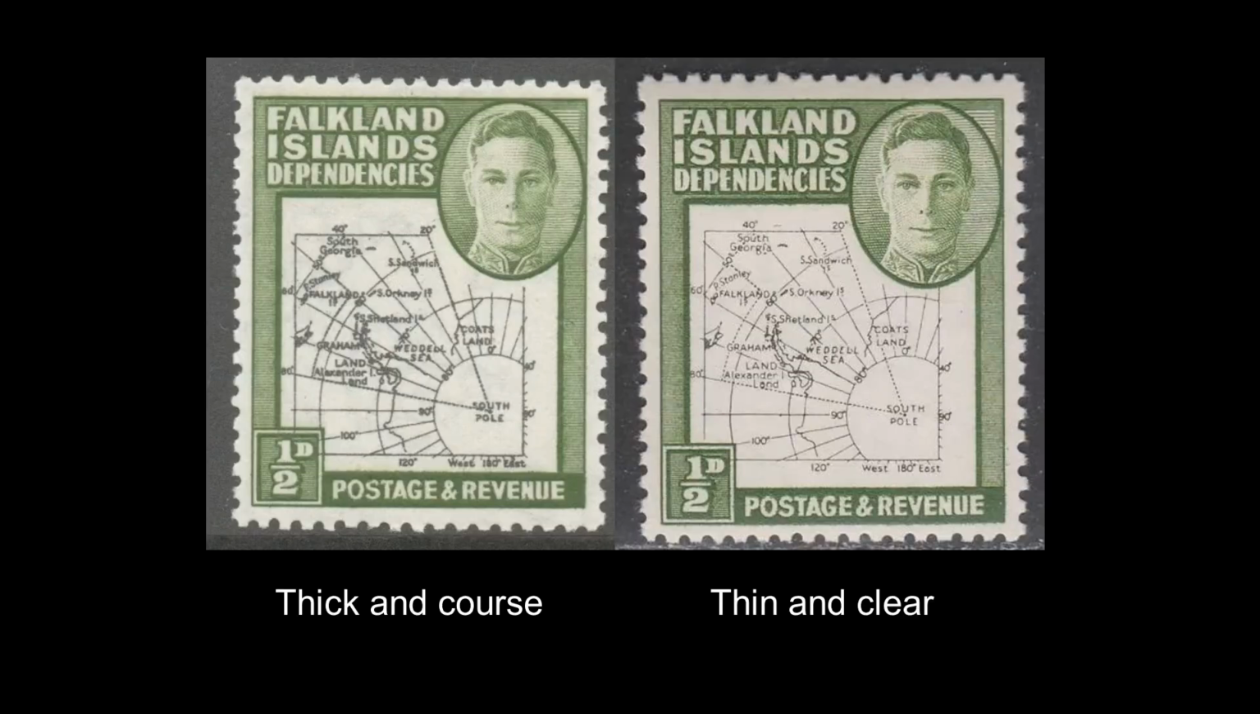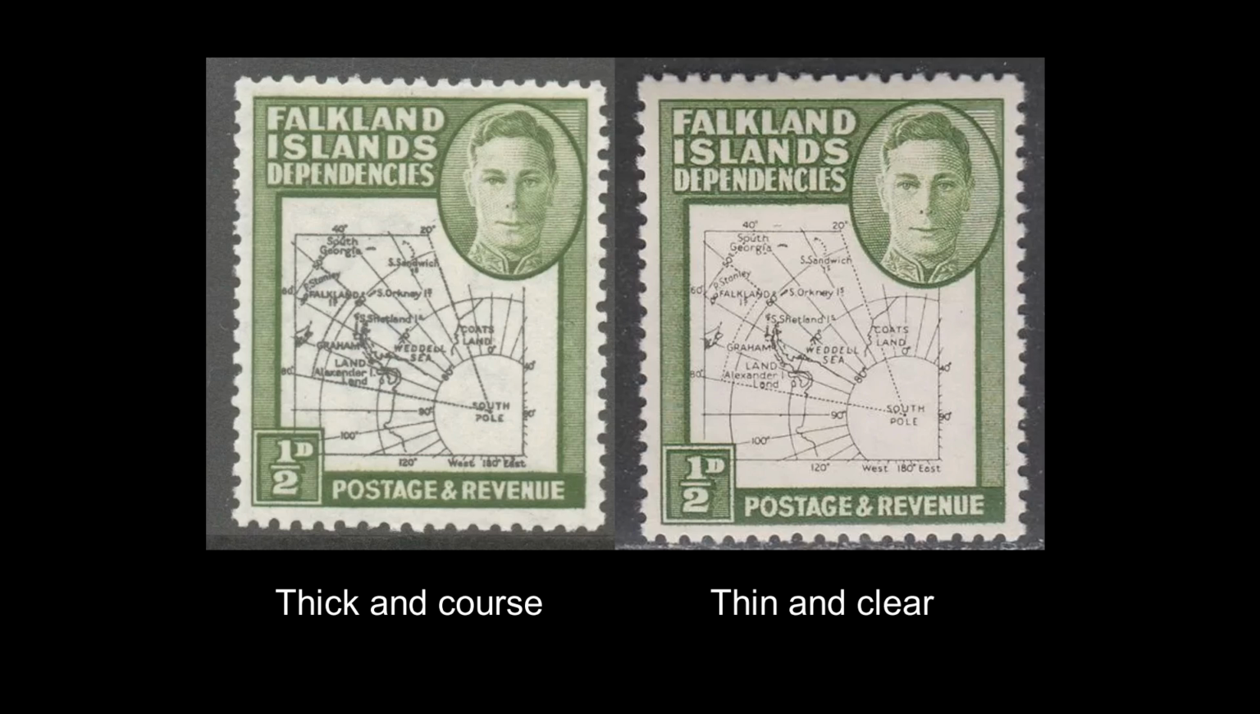Now unless you've got both sets, or at least an example from both sets, it's very difficult for you to know which is which. They are quite easy to tell apart once you have the 2, but without both it is a difficult thing to do, and there is a big difference in the value of the sets. The thick and coarse set catalogued at only £13 for the whole set mint and £27 used. And these are 8 stamps running from a halfpenny up to a 1 shilling.